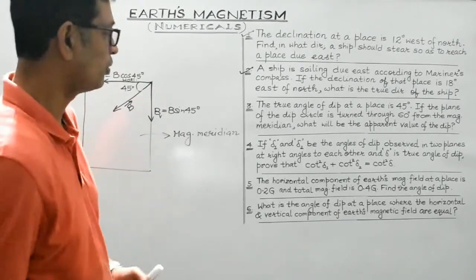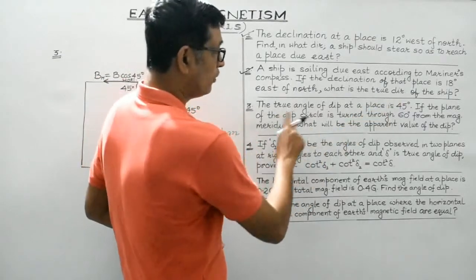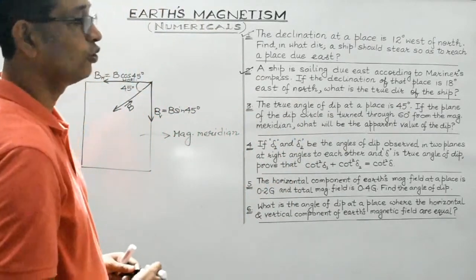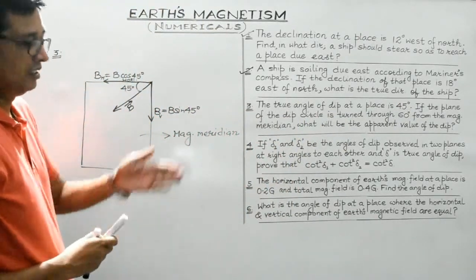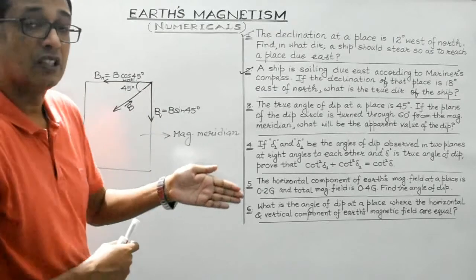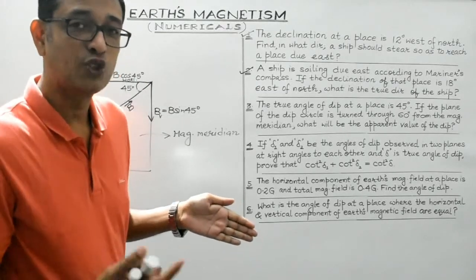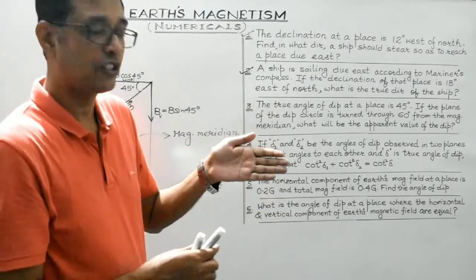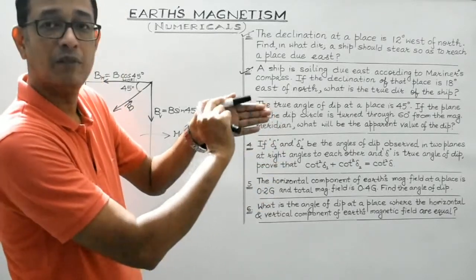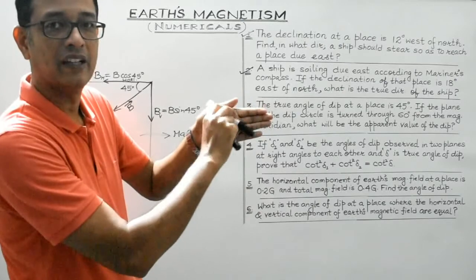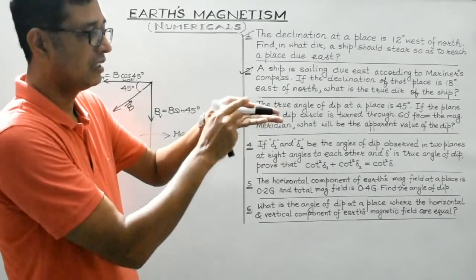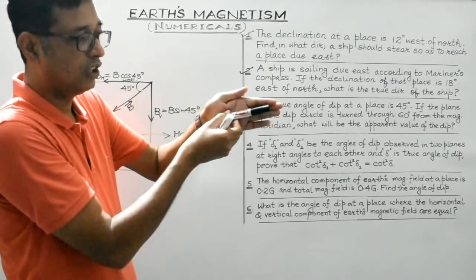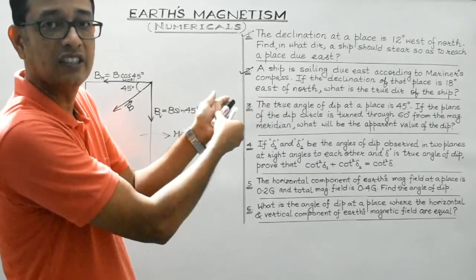Now students, most important part. The plane of the dip circle is turned through 60 degrees. This is the plane of the dip circle. Dip circle is a device which is used to measure angle of dip, right? And that is a simple instrument in which the magnetic needle can move freely in the vertical plane. Now earlier it is in the magnetic meridian. Now it is moved through an angle of 60 degrees, right?